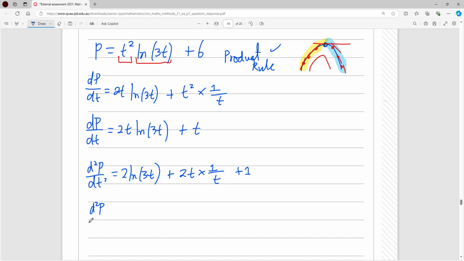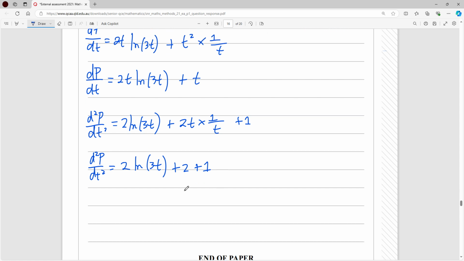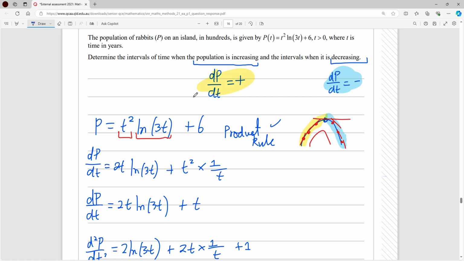So the second derivative is 2 ln 3t plus 2 plus 1, so that's just plus 3. Here your second derivative will be 2 ln 3t plus 3. Now, we need to find some stationary points because we want to know when the first derivative is positive and negative. To do that, we need to know when it changes from a positive to a negative.